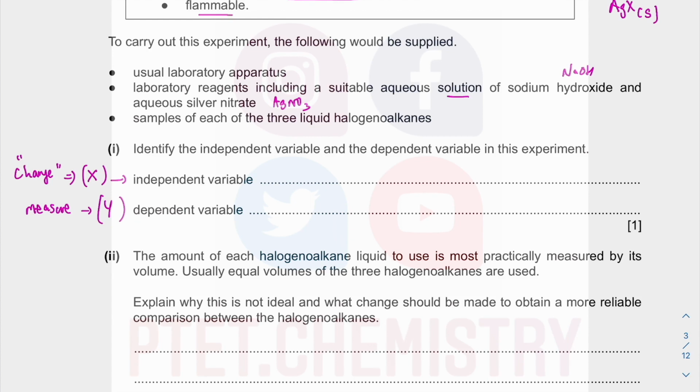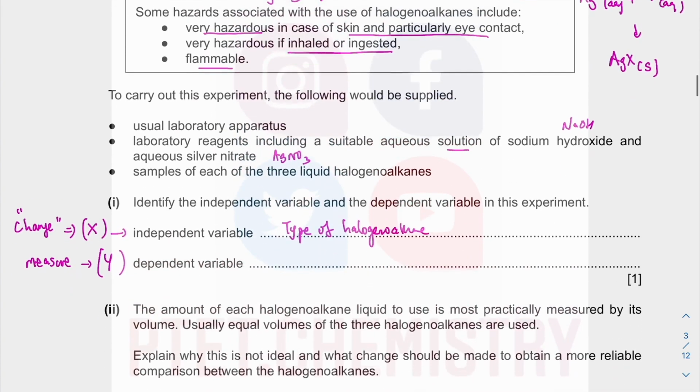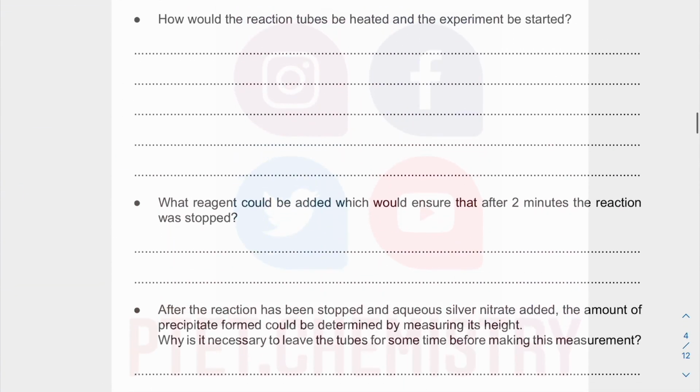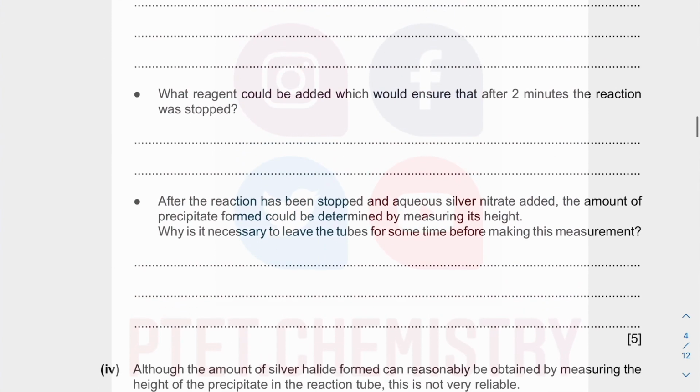So we are changing the type of the haloalkane. That one is for sure. We are changing it from chloroalkane to bromoalkane to iodoalkane. So what are we exactly measuring? If I go further, this is about rate, right?